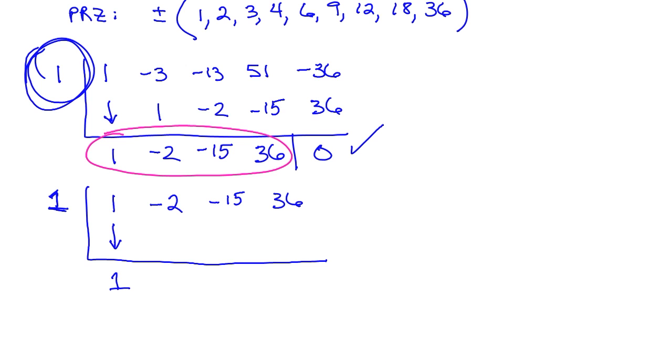Bring down the 1. 1 times 1 is 1. -2 plus 1 is -1. 1 times -1 is -1. -15 minus 1 is -16, and 1 times -16 is -16. That leaves me with a remainder of 0, and so we did not get an extra multiplicity here. We still have the original 1 that worked up at the top, but that's it. 1 is not going to be another root. It's not going to have more multiplicity. So let's move on to another number. I'm going to move on to 3. I've got a good hunch about this one.